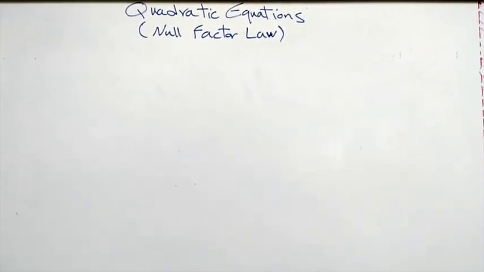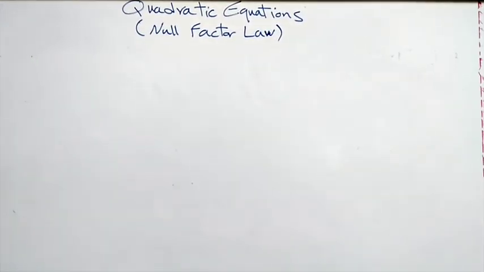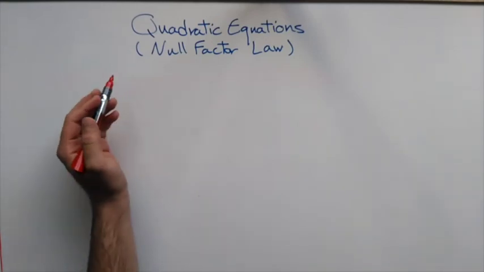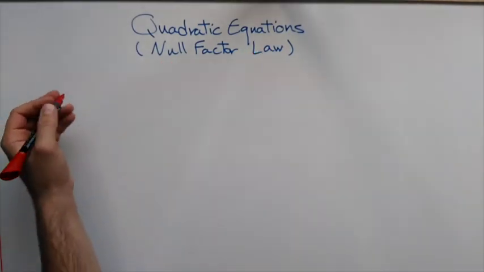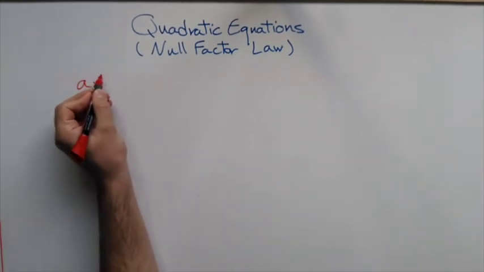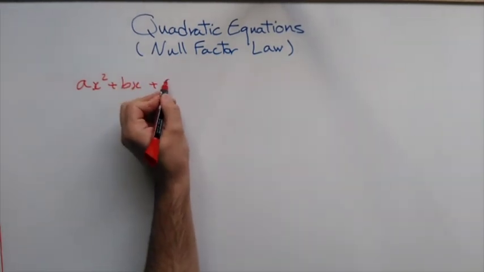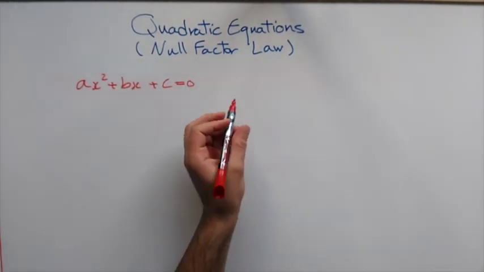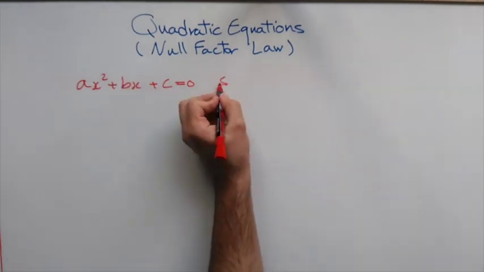Today we're going to learn about quadratic equations and solving quadratic equations using the null factor law. Basically, we're going to learn what a quadratic equation is. A quadratic equation is an equation in the form of ax squared plus bx plus c equals 0, and this form is called the standard form.